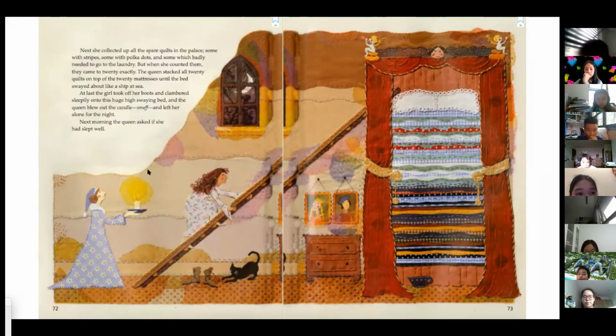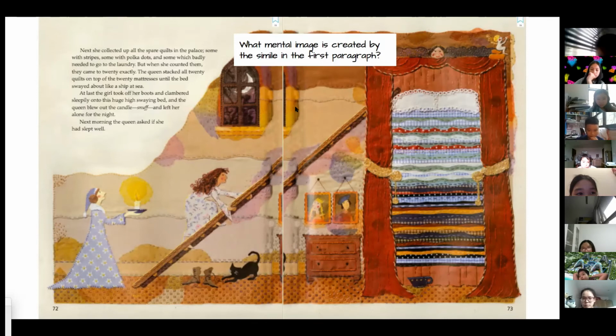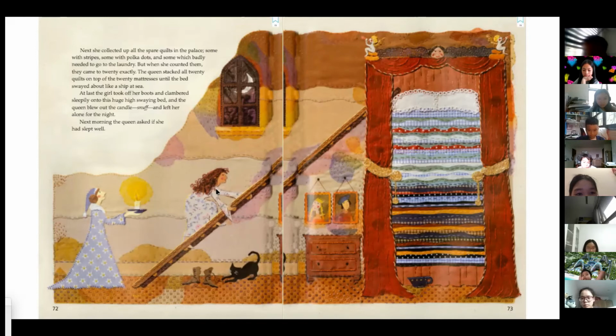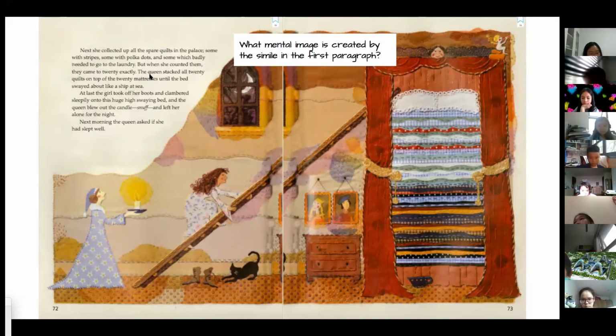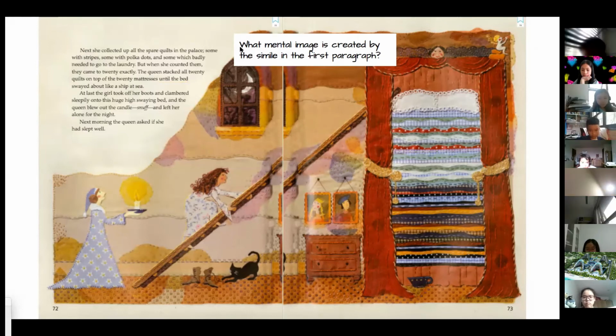So what mental image is created by the simile? What does this image add to your understanding of the story? I want to go back to that first question. What mental image is created by the simile in the first paragraph? So, Minnie, do you see a simile in the first paragraph here? Yes. Tell me. Until the bed swayed about like a ship at sea. And what mental image do you get from this simile?